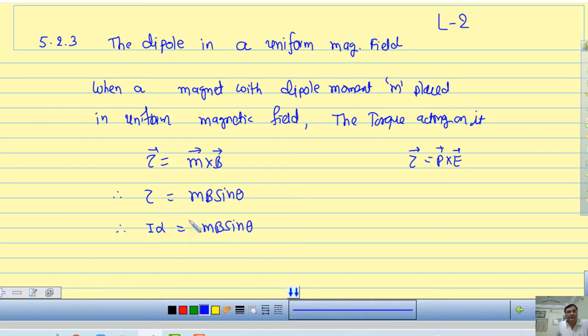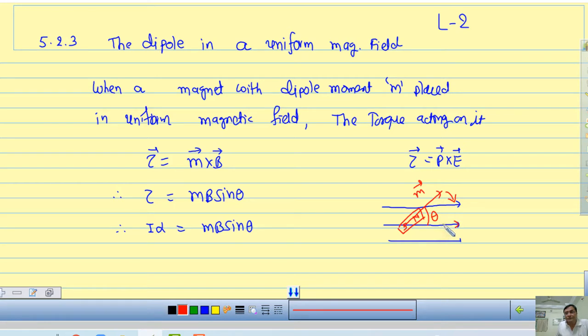So because of this torque, the magnet tries to align along the direction of the magnetic field. Suppose this is the direction of the magnetic field, and we have a magnet. This is the south side, this is the north side. So this is the direction of M, and this is the angle theta. The magnet tries to align in this direction, and if it is free, it will rotate and try to align in this direction.